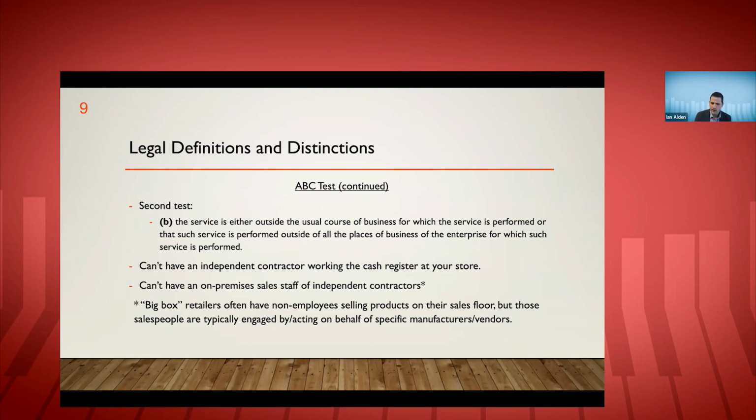There are some nuanced exceptions to this when you've got vendors providing their own contractors who are selling on your sales floor, but that's a very different dynamic or relationship. Part B of the ABC test, in my opinion, is the most murky. It's the most convoluted of them. But the gist of it is, you can't sub in independent contractors where you'd very conventionally have employees. And I use the examples of cashiers, receptionists, and on-premises sales staff as the big three.